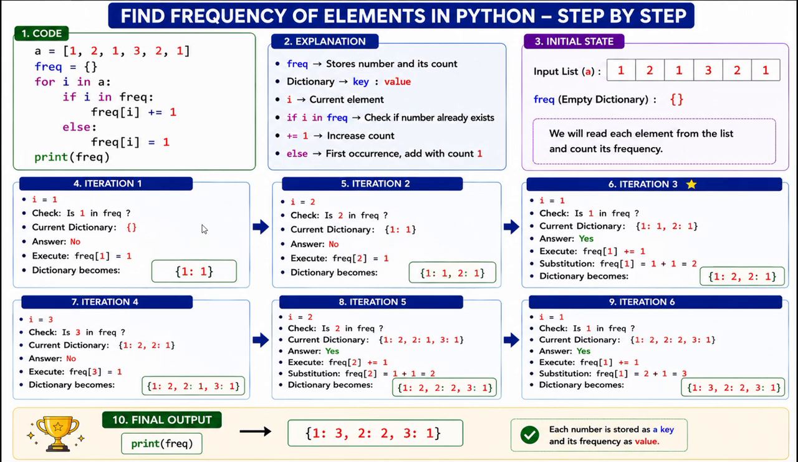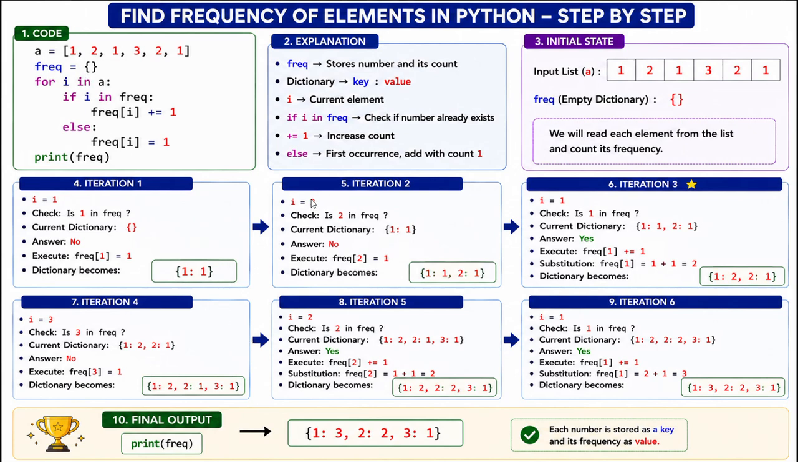Now let us see iteration 1. Here i equal to 1. Check: is i in frequency or not? Once we check here, no, right? That's why we are adding it into the dictionary, which means frequency. Now 1 appears one time.